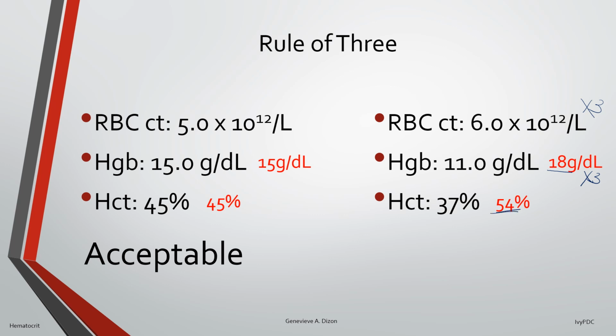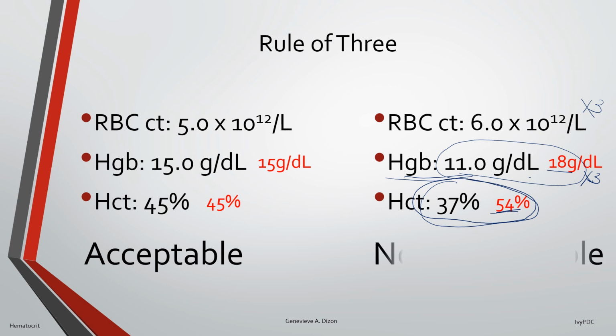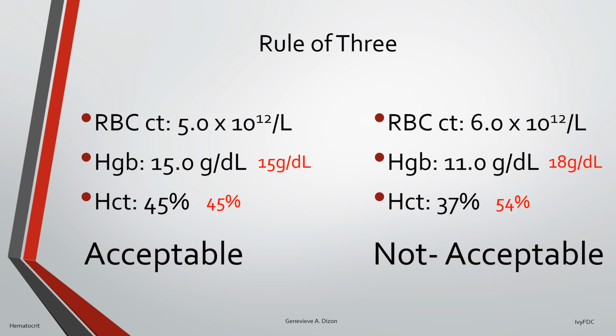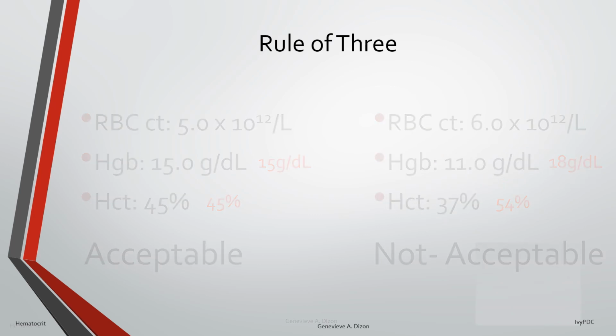But this time, as you can see, the manual hemoglobin result and the rule of 3 result do not comply with each other. The hematocrit value and the rule of 3 value do not comply with each other as well. So that means these results are not acceptable.